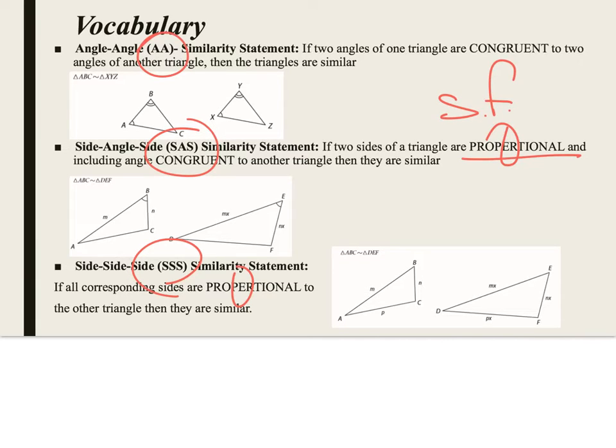And then side angle side, as you read that, notice it's two matching sides and the angle included in between those sides. And side side side, of course, is all three. And every year we have to say this. Of course, there's a SAS and SSS. There is no ASS for a reason.